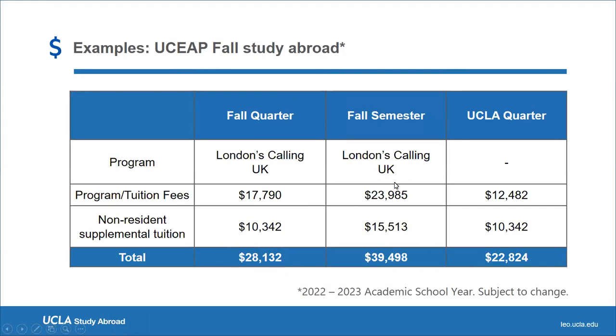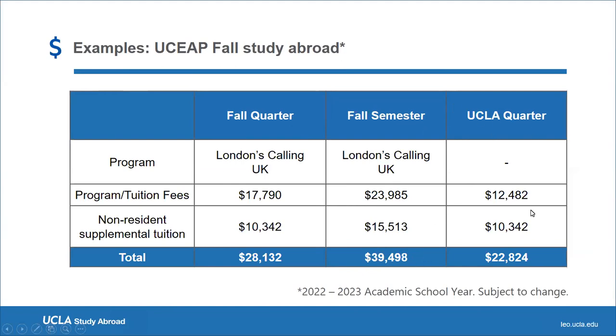On the other hand, if you want to go on the exact same program, London's Calling, on a fall semester program, we see an increase to a total estimated cost of $23,000. Keep in mind that this estimate increased because you will be abroad for longer, you will be earning more units. That means there's an additional cost in housing and additional cost in meals. So that's why there's a difference between the fall quarter and a fall semester. So that brings our total to 23. And because you are in a fall semester program, you will be responsible for the 15,000, not the 10,000. So that brings our total to approximately 39,000.